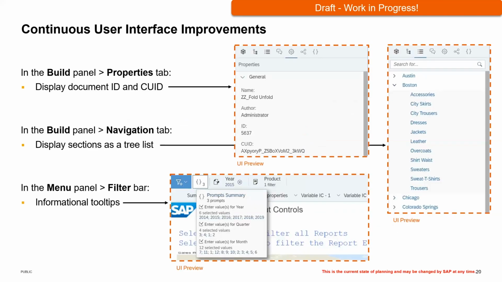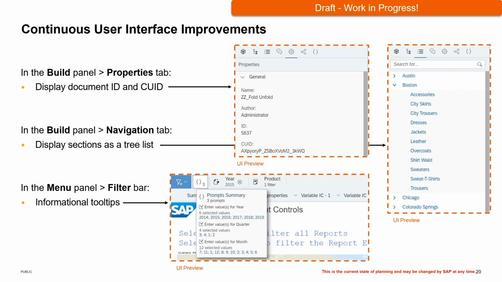Other things we've done. So now in the properties tab of the build panel, we've got the document ID and the QID both on display. In the navigation tab, we've added the ability to do just the displaying of the sections of the report as a tree list, so more of a kind of roll up, roll down.